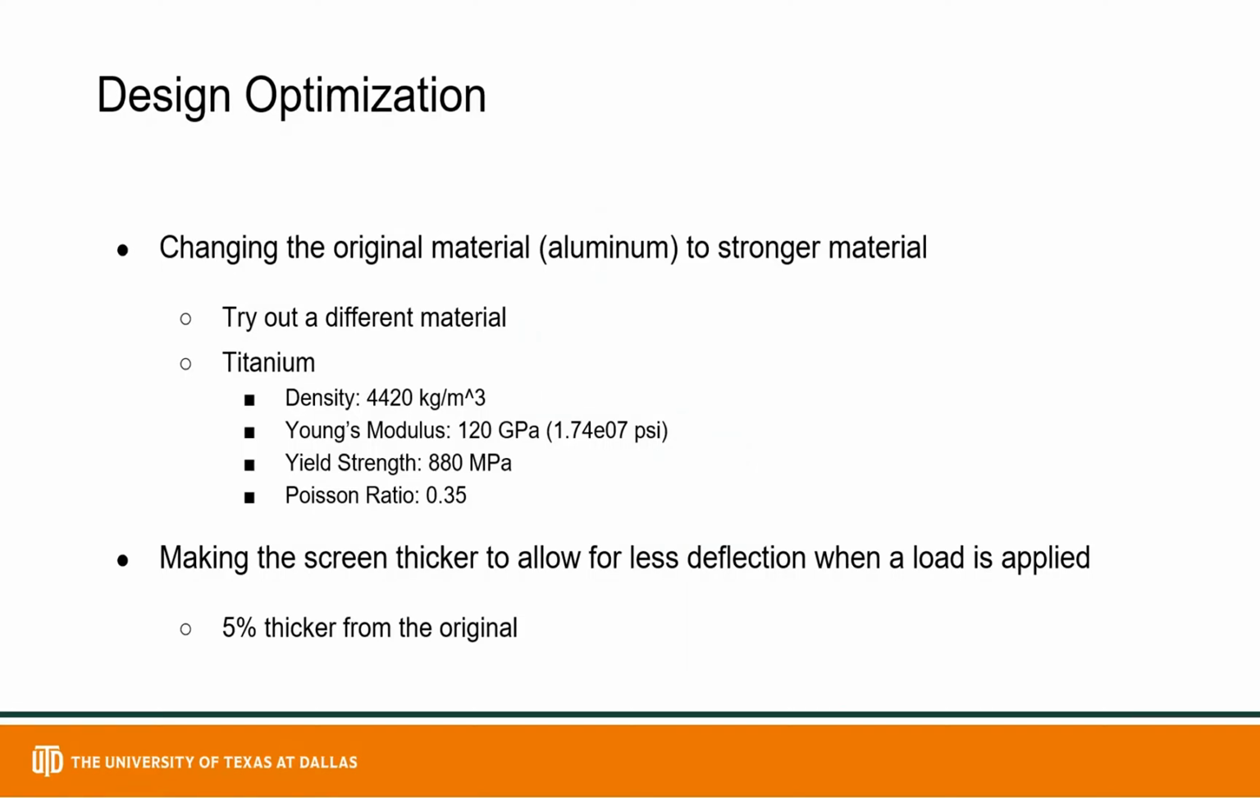For the design optimization, we're going to change the material. Instead of aluminum, we're going to change it to titanium. The density of titanium is 4,420 kilograms per meter cubed. The Young's modulus is 120 gigapascals. The yield strength is 880 megapascals, and then the Poisson ratio is 0.35. Another optimization is going to be to make the screen thicker, which will allow for less deflection when the load is applied. We added a 5% thickness from the original.